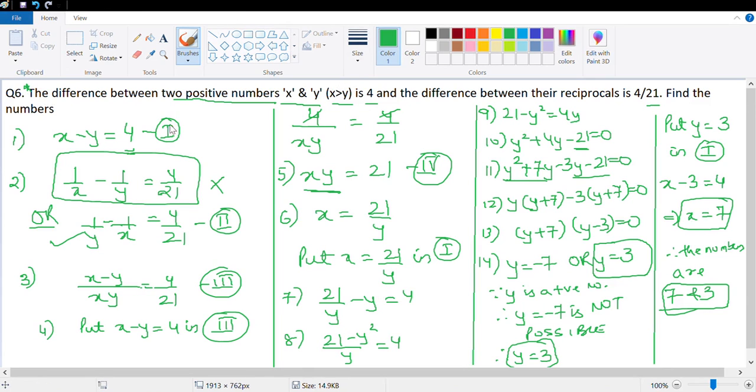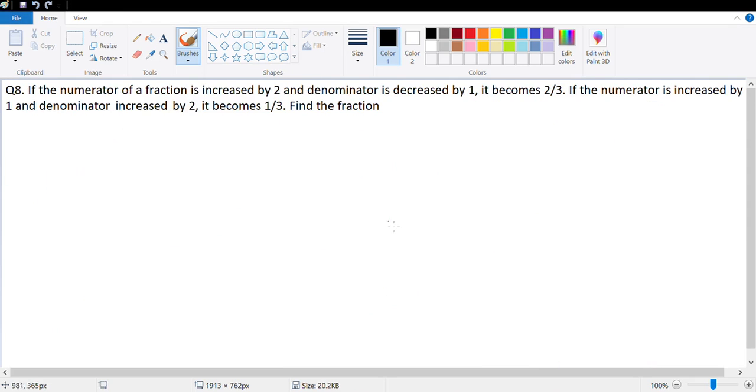The next one that we are doing is question number 8. Question number 8 says, if the numerator of a fraction is increased by 2... So let the fraction be x upon y. Let's read the conditions which are given. If the numerator of a fraction is increased by 2 and the denominator is decreased by 1, which means x plus 2 upon y minus 1, it becomes 2 by 3. So this is equal to 2 by 3. Let's read it again: numerator is increased by 2 and denominator decreased by 1, it becomes 2 by 3.